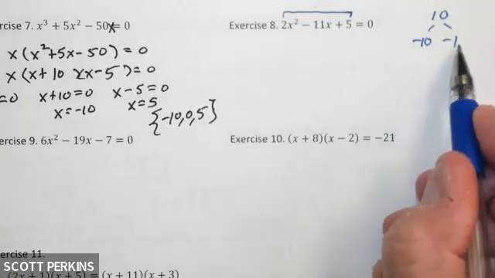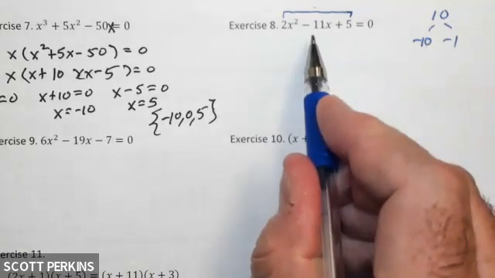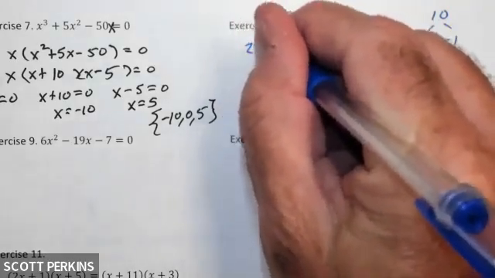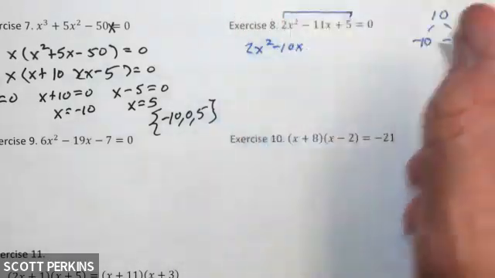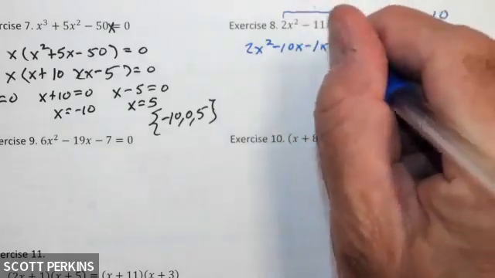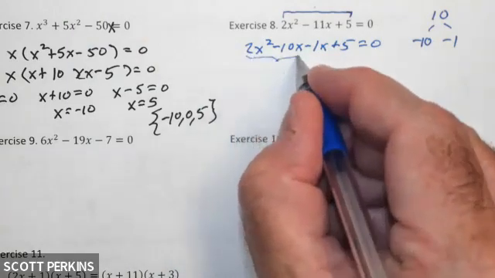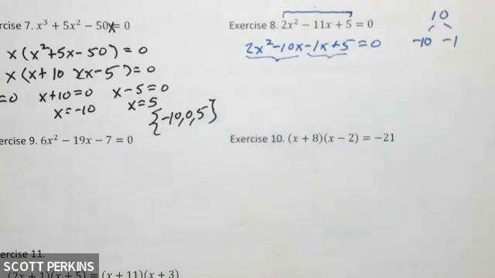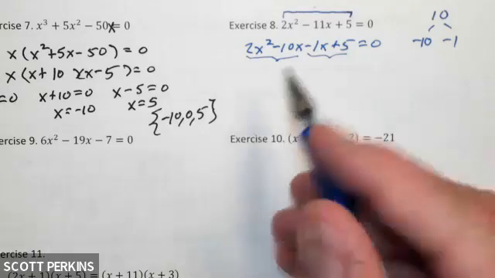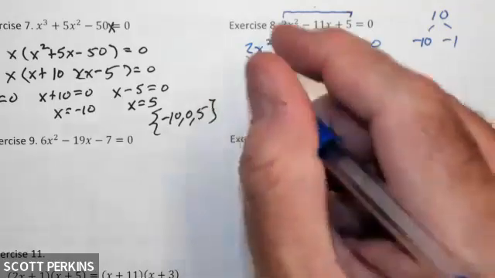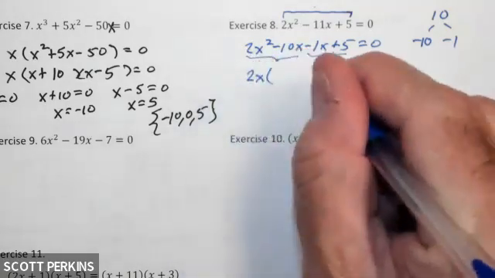I'm going to use this negative 10 and negative 1 to separate this middle term and create a 4-term polynomial. So I'm going to have 2x squared and then minus 10x minus 1x plus 5 equals 0. This is the grouping step. So I'm going to group the first 2 terms. I'm going to group the last 2 terms. First 2 terms have something in common. That's why we picked those particular factors. So out of 2x squared and 10x, I can factor out a 2x.